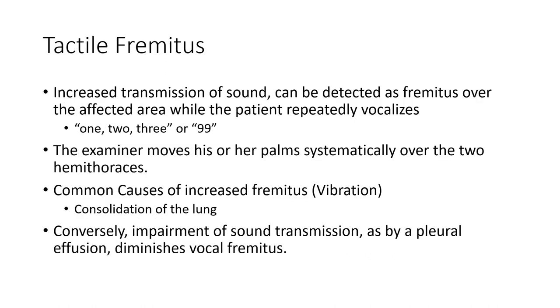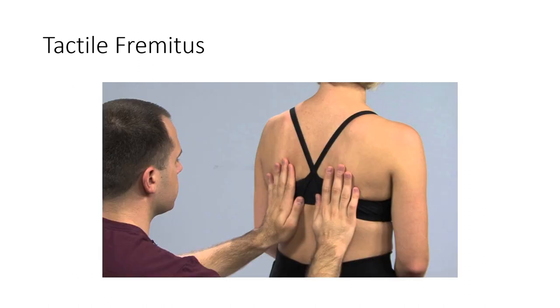Another assessment you can utilize to look at consolidations, which is even a little less specific, is tactile fremitus. You do the same thing: you give them a repeated or stereotyped word like 1, 2, 3, or 99, or fire truck, and then you're feeling over different segments. Normally the vibrations produced by that sound should be symmetrical side to side. If a patient has a consolidation, it can cause that vibration to be increased. It could be due to a consolidation, a pleural effusion, or anything that's going to affect ventilation or transmission. This is basically the setup that you'll utilize: you have your hand over the rib cage. You can use a karate chop technique where you use your thenar eminences.